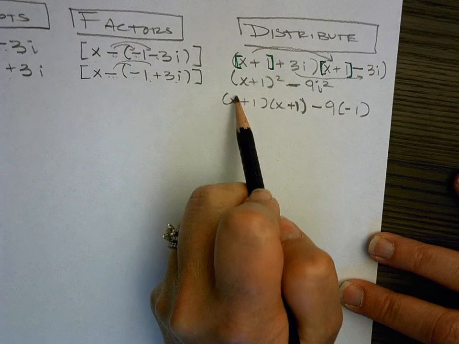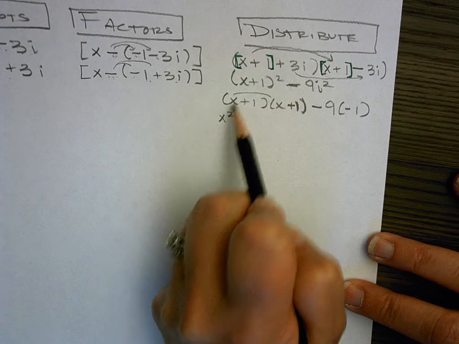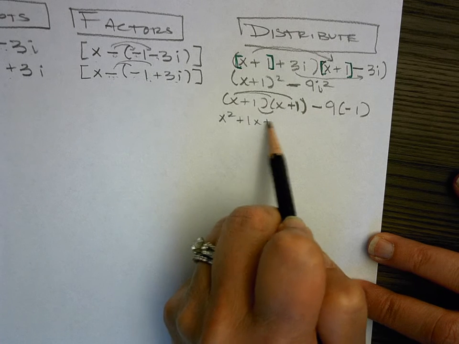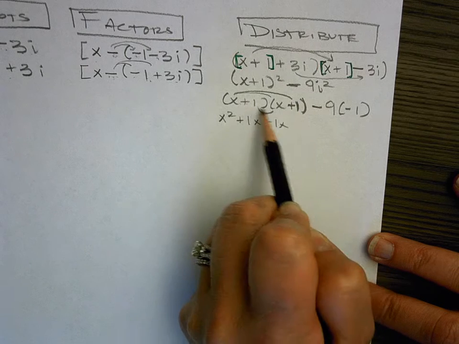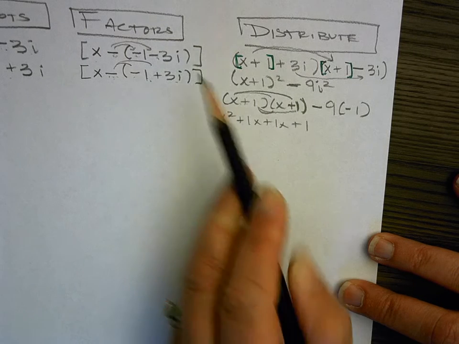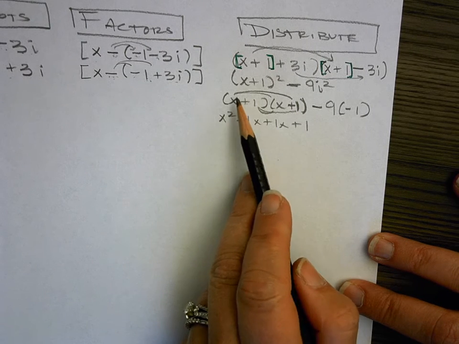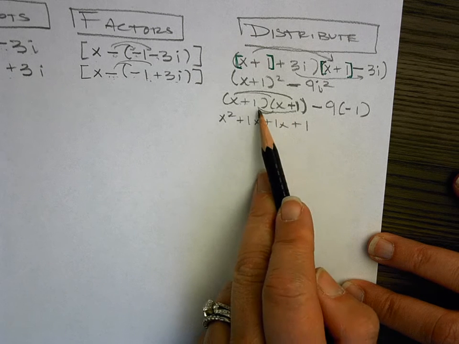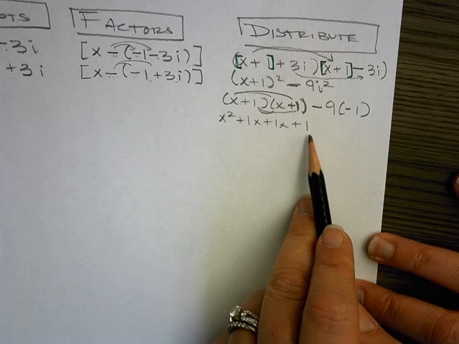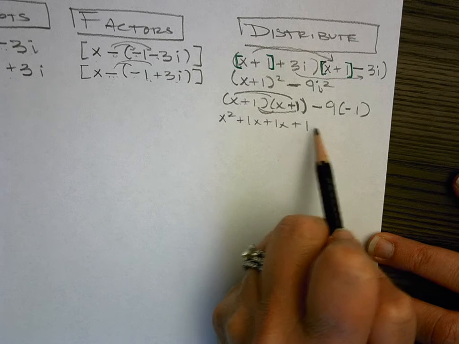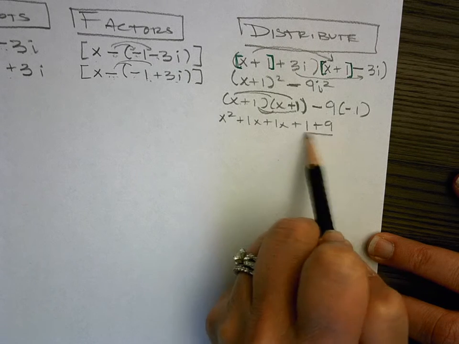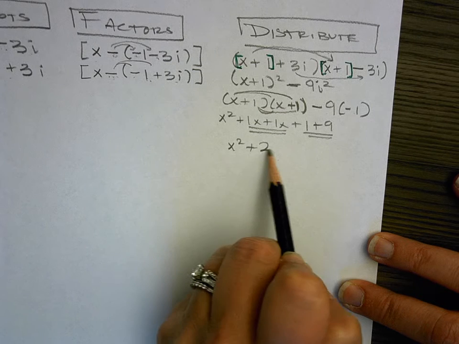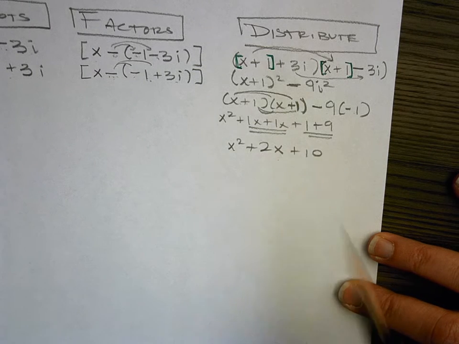So distribute. So I would have x squared, and then this time I have to actually multiply those middle terms because they will not cancel because they're both positive there. So all I did was FOIL that out or distribute that out. So x multiplied to x and also to 1, and then multiply the 1 to x and then also to 1. And then a negative 9 times negative 1 is a positive 9. I can combine those terms and those terms to give me x squared plus 2x plus 10.